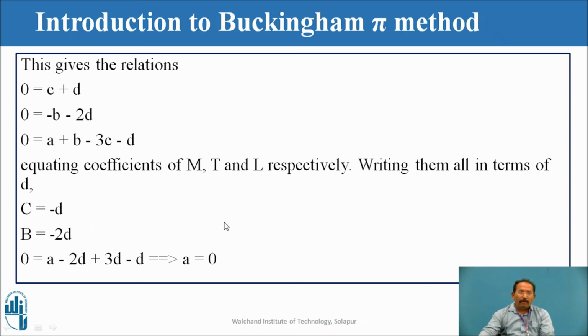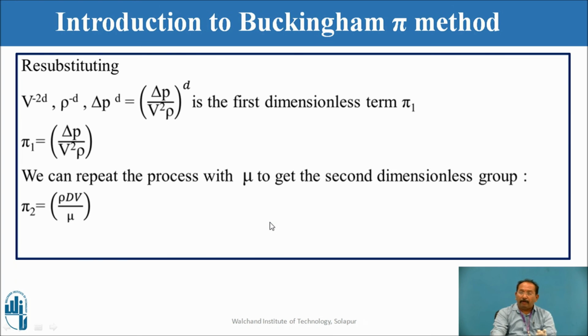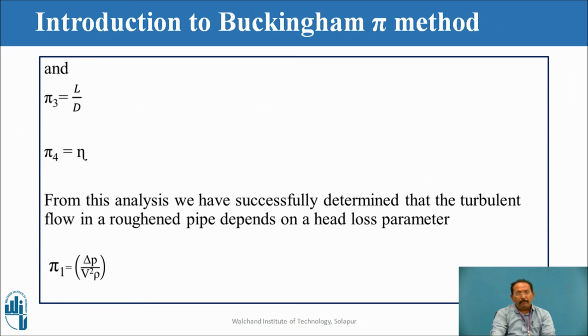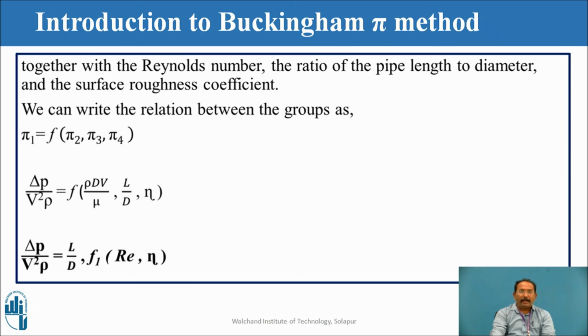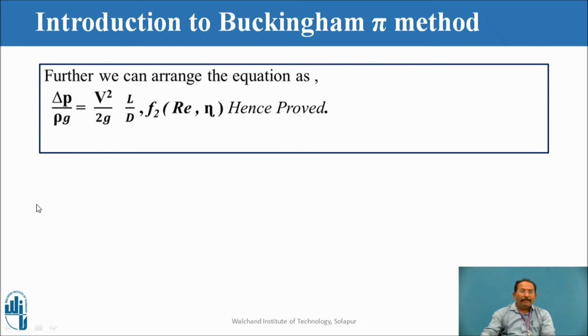Like this you can find out the equations of all these, equate these exponents, and on resubstituting we get pi 1 as delta P upon rho V square, pi 2 as rho V D upon mu, pi 3 as L upon D, pi 4 as the roughness coefficient, and from this we can relate pi 1 as a function of pi 2, pi 3, pi 4. Equate all these pi 1 to pi 4 terms, and you will get the equation which they have asked: delta P upon rho g is equal to V square upon 2g, L upon D is a function of Reynolds number and surface roughness, hence proved.